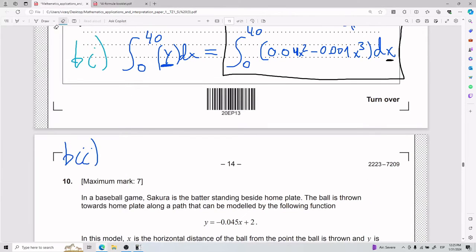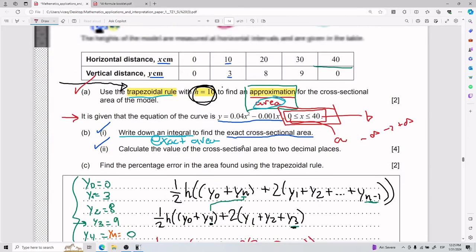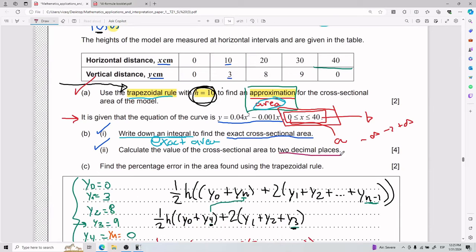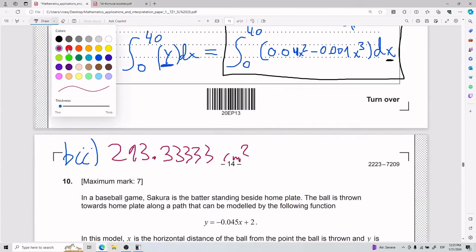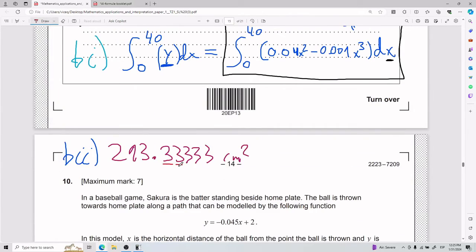So part B, part double I, you have 2.13. Wait, I messed that up. Sorry. You have 213.3333333 centimeters squared. Now notice they do tell you to answer to 2 decimal places. So you count 2 decimal places, 1 and 2. Do you round it up or down? It stays the same because 3 is not above 5. So your final answer is actually this.